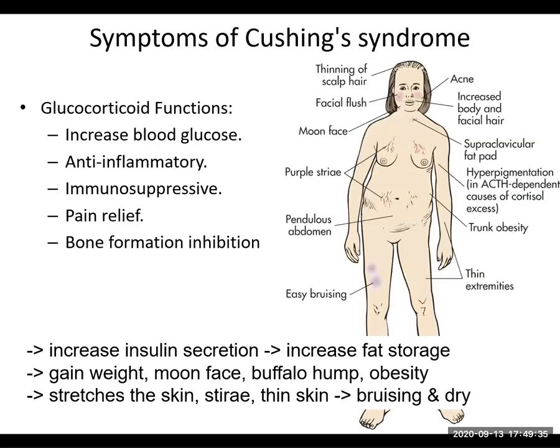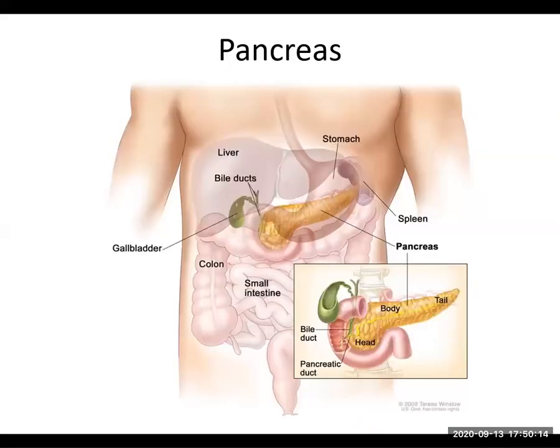So these are the symptoms of Cushing syndrome. Basically, increased blood glucose, anti-inflammation, immune suppression, pain relief, bone formation inhibition. And so that's the hypo and hyper corticosteroids. We have Addison disease as well as Cushing's syndrome. So that's the adrenal glands.